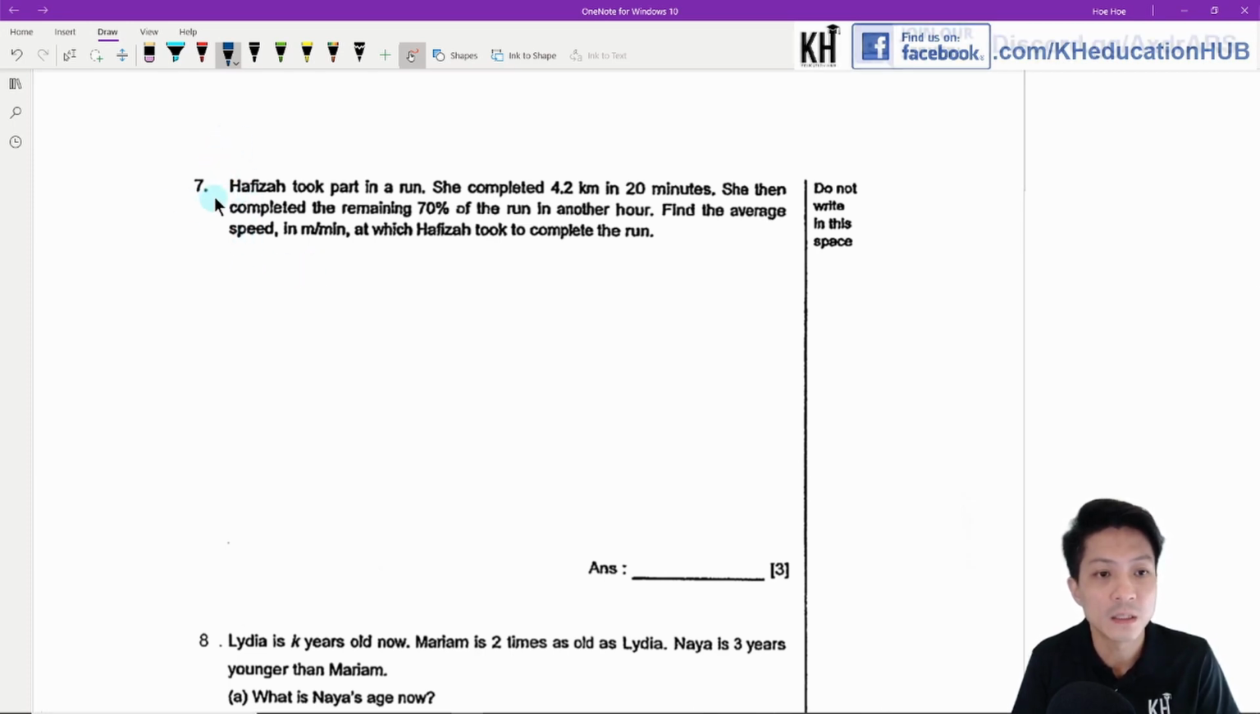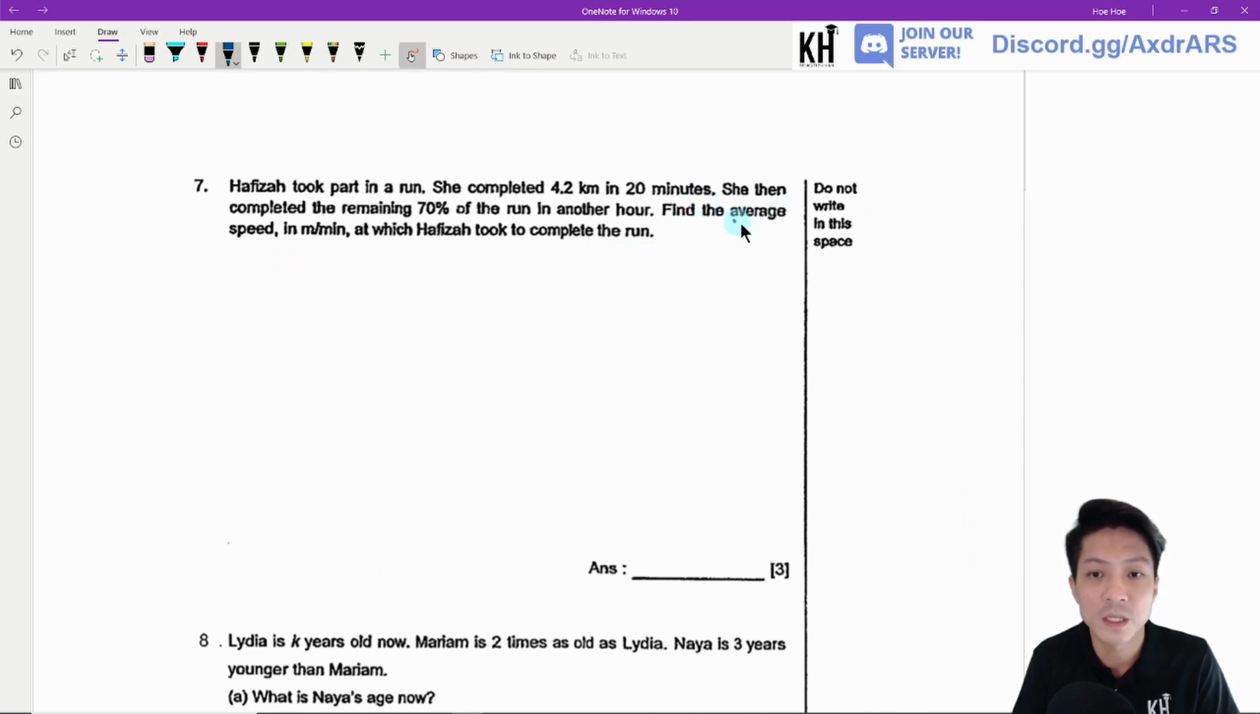Question 7. Hafiza took part in a run. She completed 4.2 km in 20 minutes. She then completed the remaining 70% of the run in another hour. Okay, find the average speed in meter per minute at which Hafiza took to complete the run.